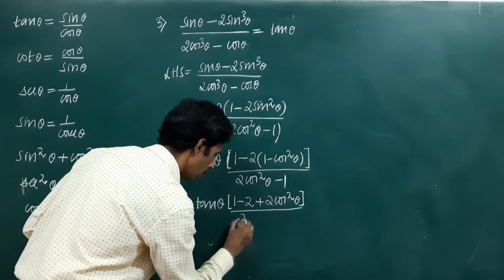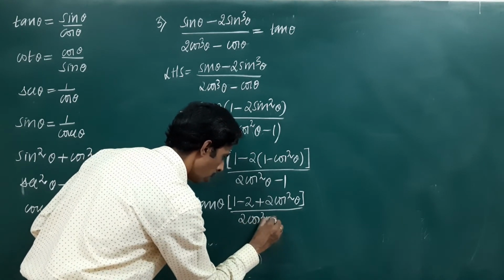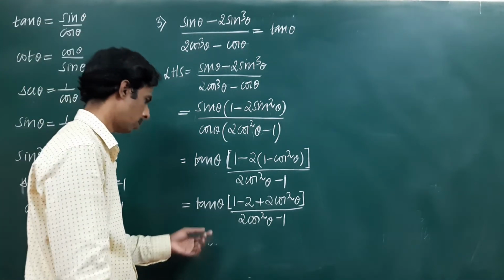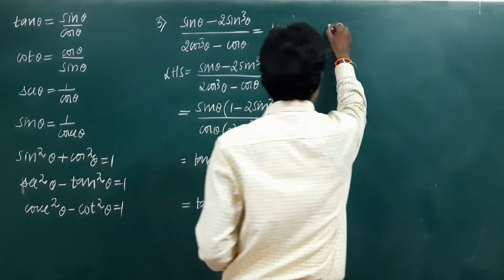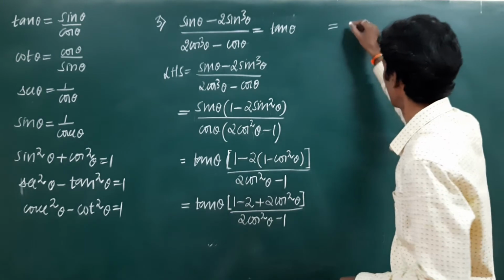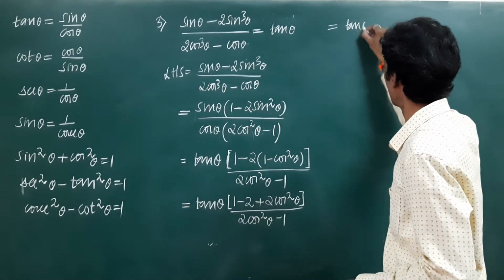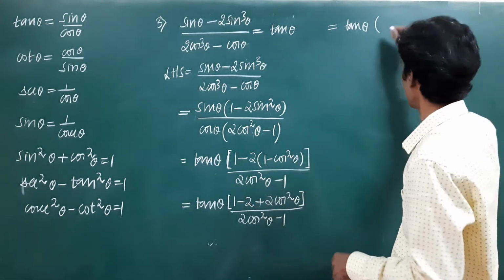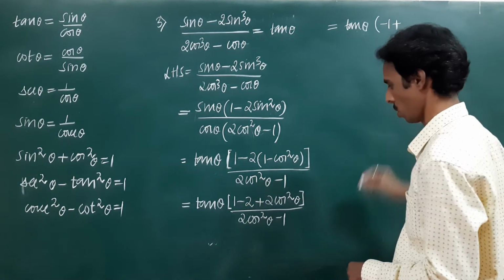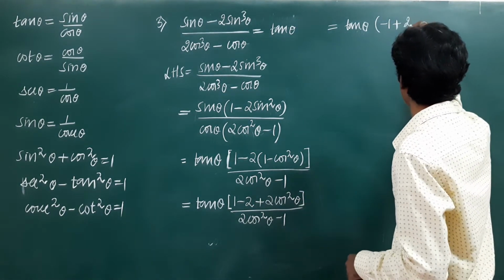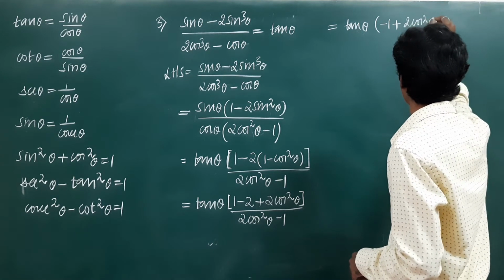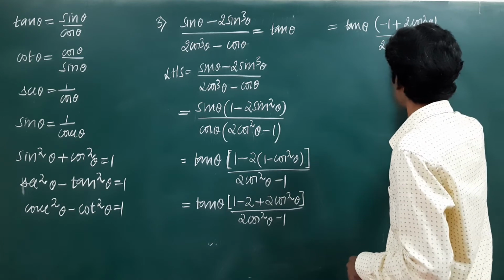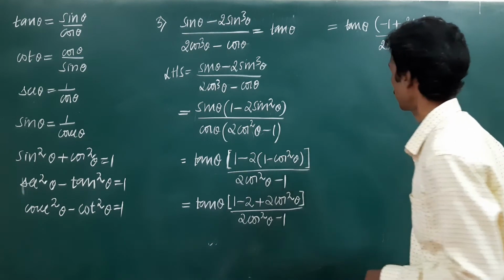Whole divided by 2 cos square theta minus 1. Okay, next. This is equal to tan theta. You write as it is. 1 minus 2 is how much? It is minus 1 plus 2 cos square theta. This is divided by 2 cos square theta minus 1.